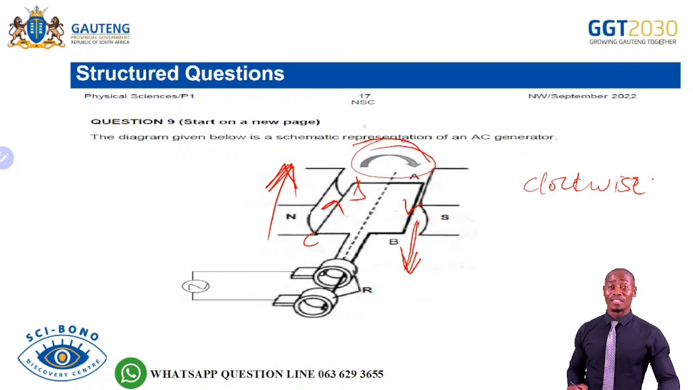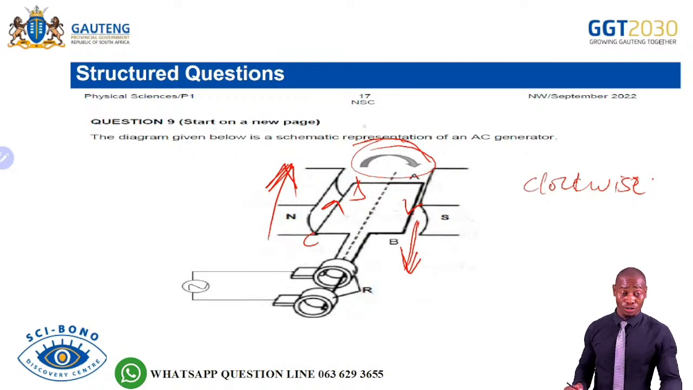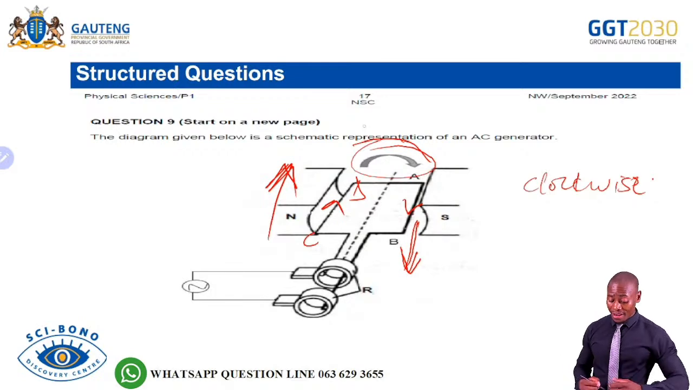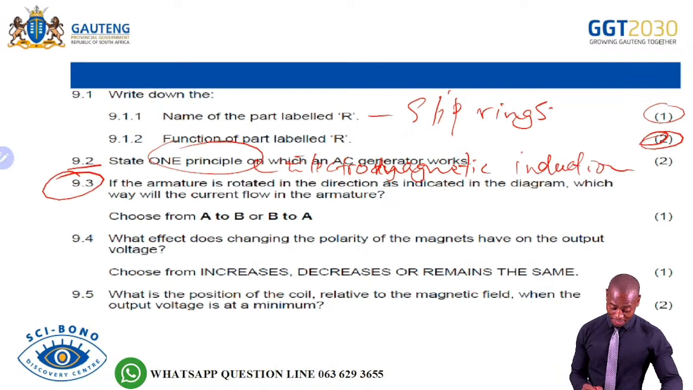So please use the right hand. In this case, it's the right hand that you need to use, or the right hand rule. Then here it will be A to B. So it's A to B.